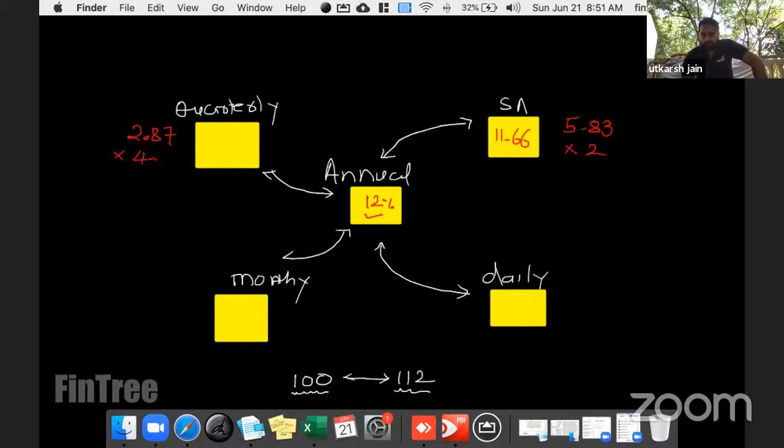Multiply this with 4. So that's 11.49% per annum. It's a per annum rate, but compounded quarterly. All of these are per annum rates. Rates are always per annum unless otherwise mentioned, but compounded quarterly.